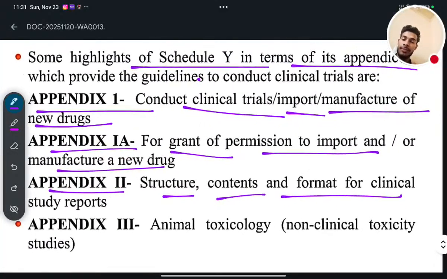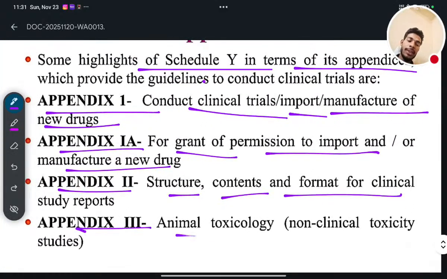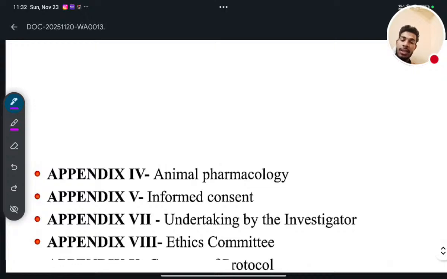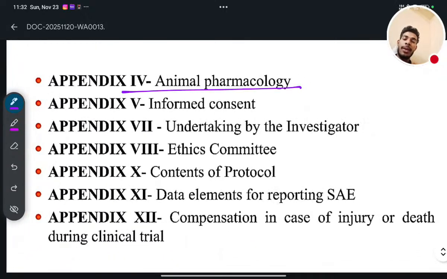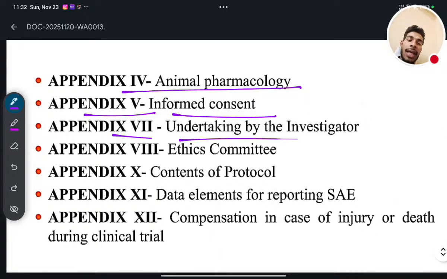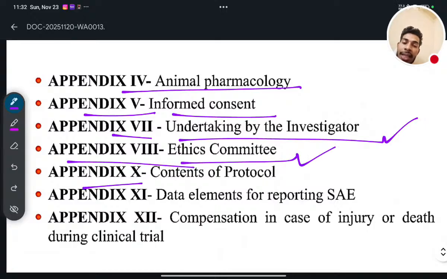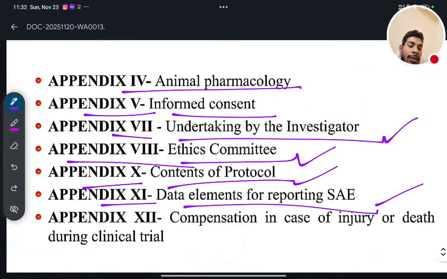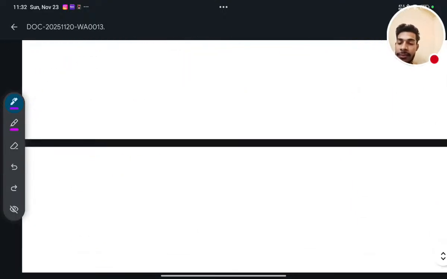You can take a screenshot. Appendix 3 for the animal toxicology, non-clinical toxicology studies. Next you will see appendix 4 for the animal pharmacology. Appendix 5 for the informed consent. Appendix 7 for the undertaking by investigator. Appendix 8 for ethics committee. Appendix 10 consent of protocol. Appendix 11 data elements for reporting severe adverse effect. Appendix 12 compensation in case of injury or death during the clinical trial.